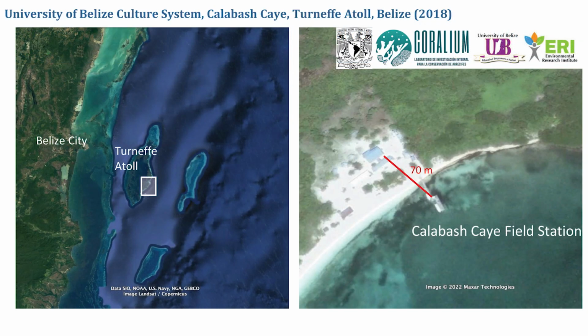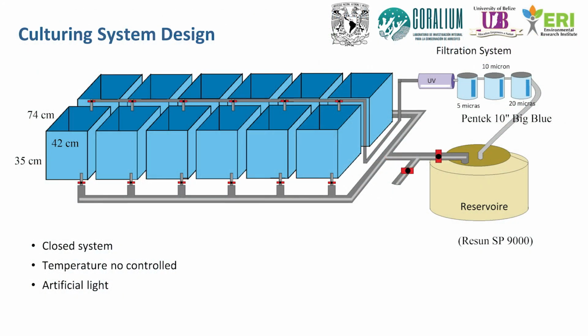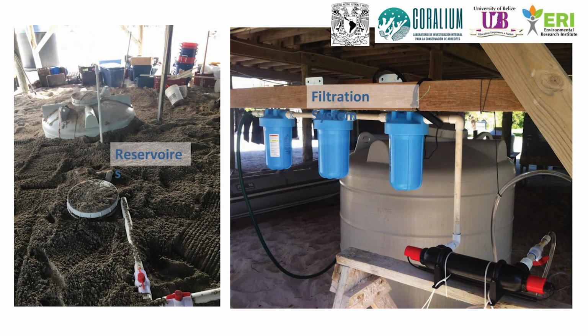So I'm going to give you a first example. This one was established in Turneffe Atoll at the Calabash Caye Field Station. It was the product of a collaboration between the UNAM Corallium Lab and the University of Belize, and they know this system pretty well. As you can see, it's the same basic design. Water goes from the reservoir to the filtration system and is delivered to the culture tanks and then goes back. Again, this is a closed system, it doesn't have temperature control, and it has artificial light, even though it works pretty well to reproduce corals.